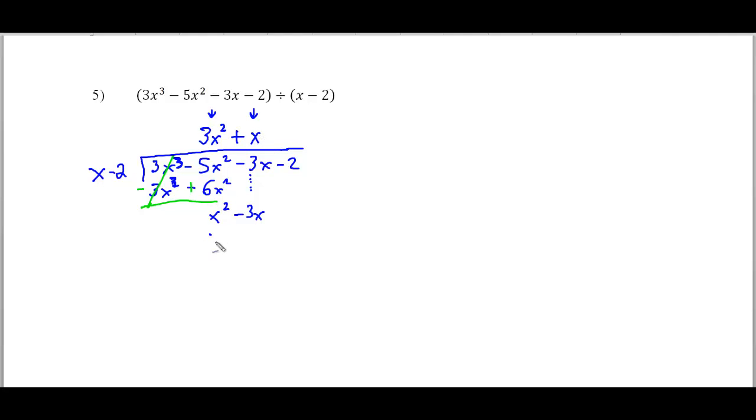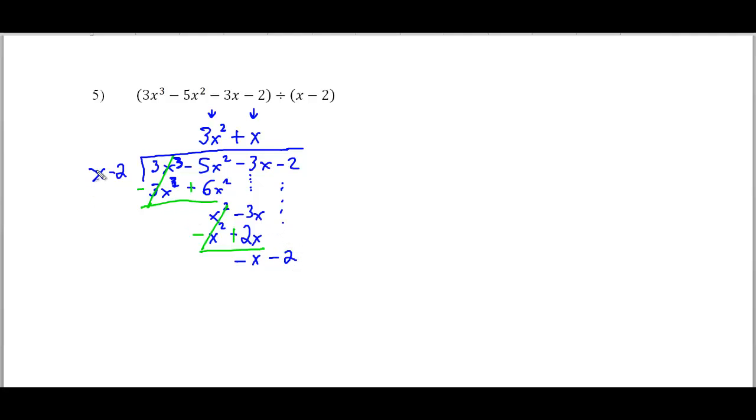x times x is x squared. x times negative 2 is negative 2x. Now we're going to carefully go up here, change the color. And that's going to be negative and positive. These simplify. And we're going to put those two together there. So negative 3 and positive 2 just gives me negative x. This drops down to negative 2.